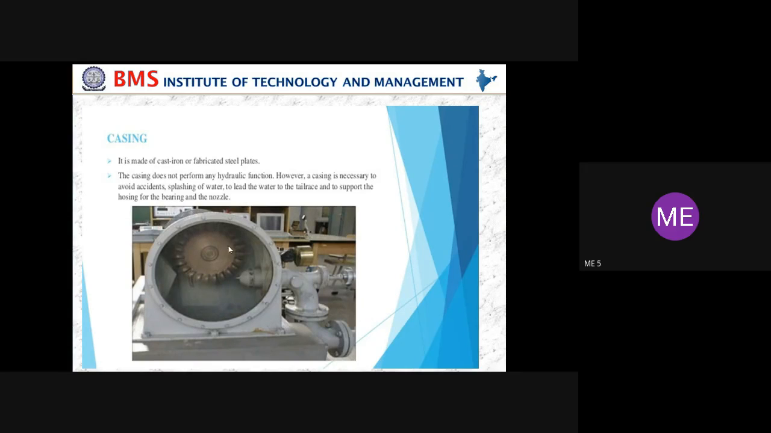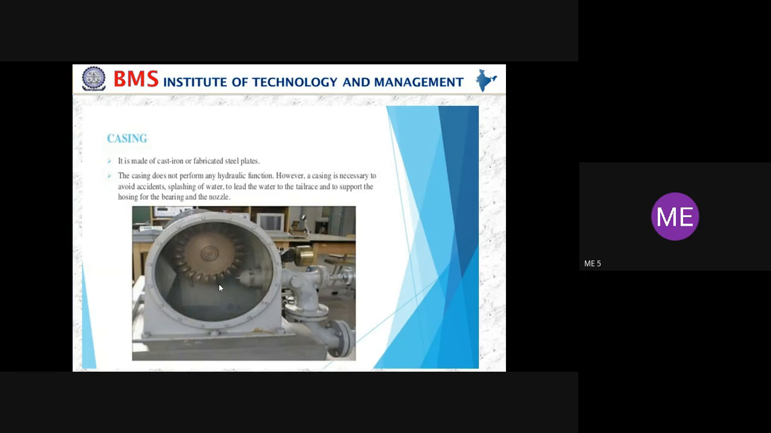On the periphery of the rotor, we have equally spaced turbine blades. They are hemispherical cup-shaped buckets. So here first is the casing, second is your rotor with turbine blades. We have around 32 to 64 blades fixed on the periphery of the runner.